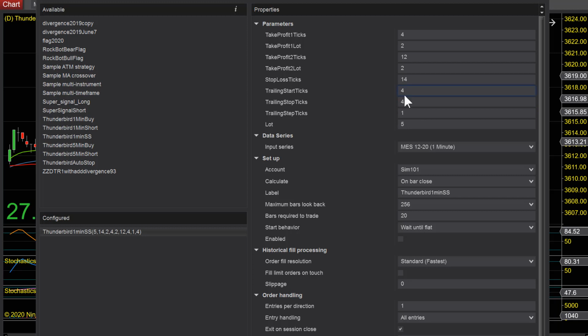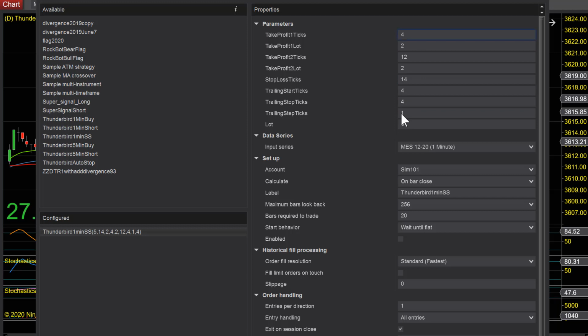Trailing stops start right after the first profit is hit, and it follows it up 4 ticks. Basically, you're going to have a break-even stop that's following it up, and an initial stop loss at 14 ticks. Now you could adjust that. You can make it whatever you want, but I've been seeing my sweet spot has been 14, and I've done a lot of back testing on it too.